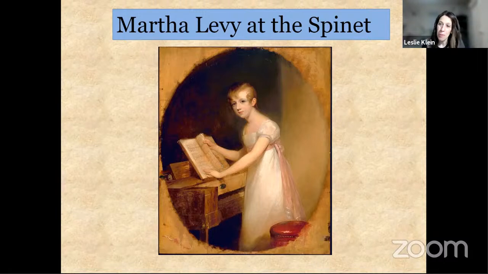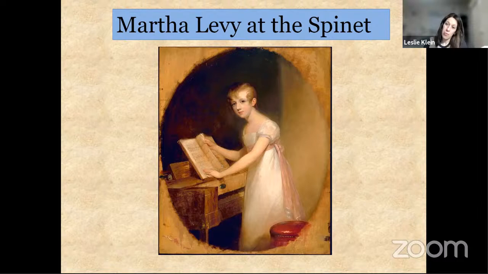And I actually want to tell you a little backstory about this painting. Martha Levy wasn't Jewish. Her father was Judge Moses Levy, who was a Jew from a well-respected colonial Jewish family. Her mother was Mary Pierce Levy, an Episcopalian Methodist Christian. Martha was raised as a Methodist and left no Jewish descendants. So that adds another layer here, right?